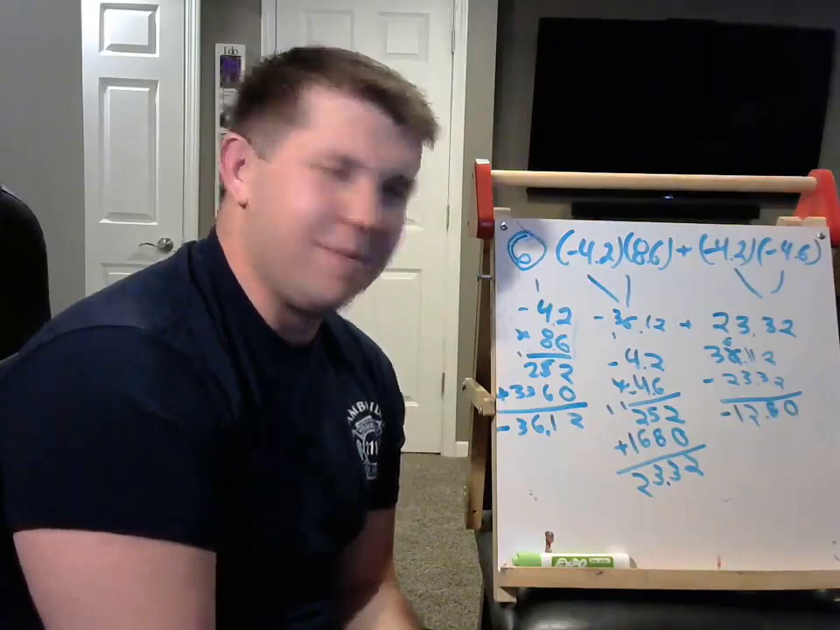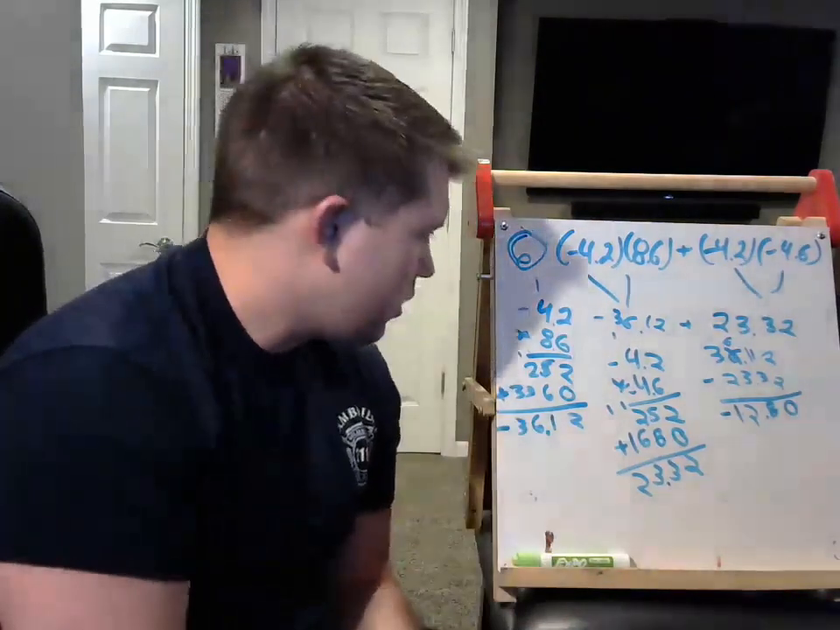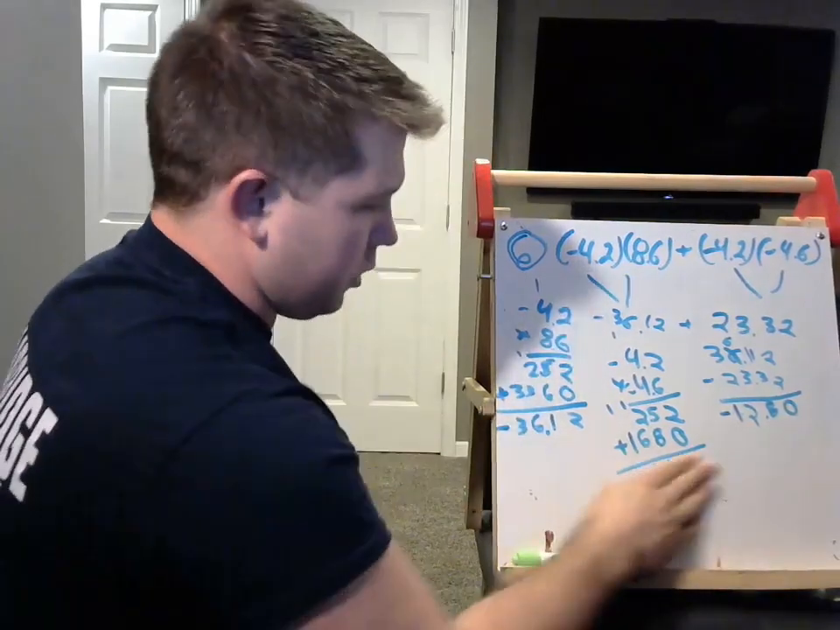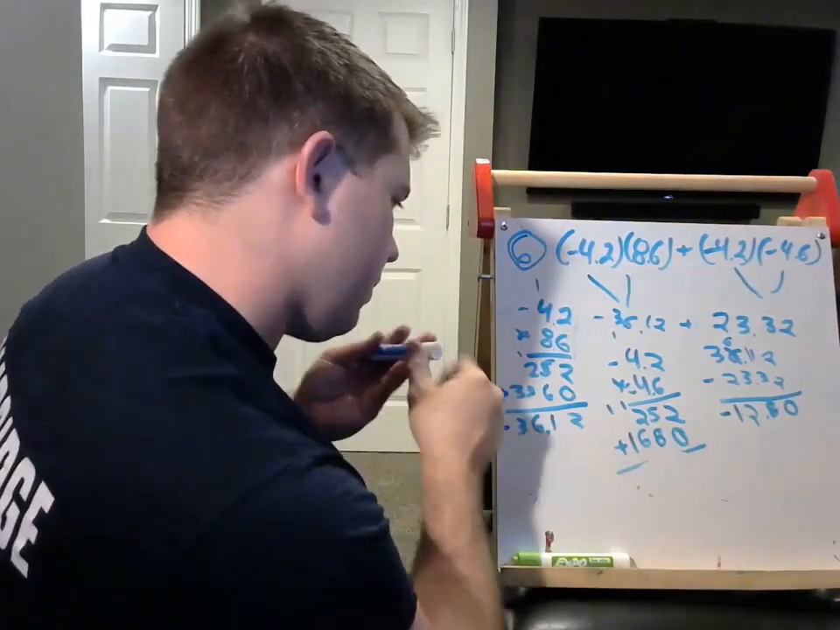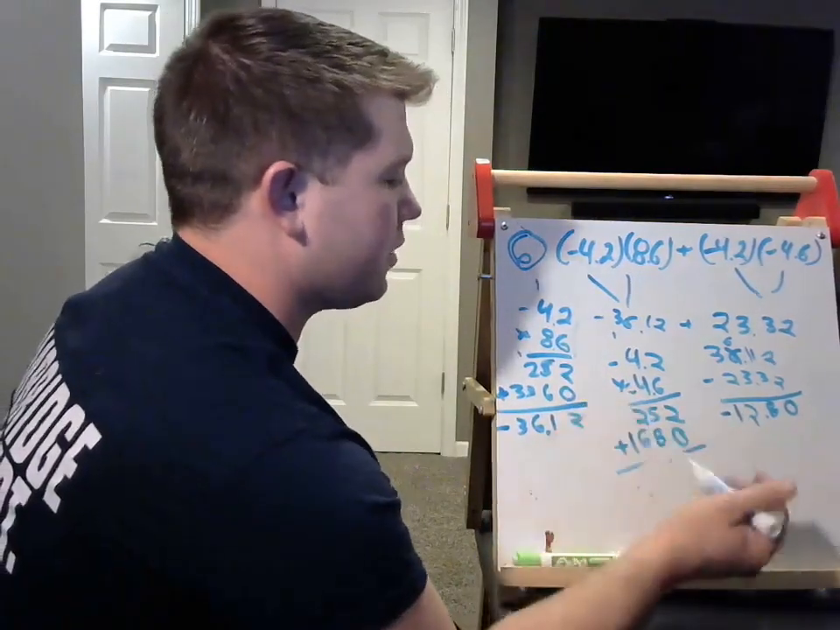Don't be mad. Let me see. I got 19 for my second. Oh, you know what? Let me just double check this really quick because maybe I added incorrectly. I multiplied. Okay, I see what I did.